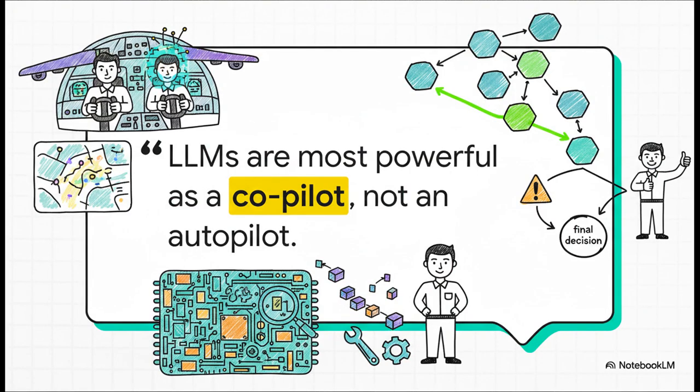So, if there's one thing you take away from all of this, let it be this. An LLM is an incredibly powerful co-pilot. It can help you navigate, it can spot problems faster, and it can suggest different routes to take. But it is not an autopilot. You are still the pilot. You're the engineer in charge, and you are always responsible for making those final, validated decisions.